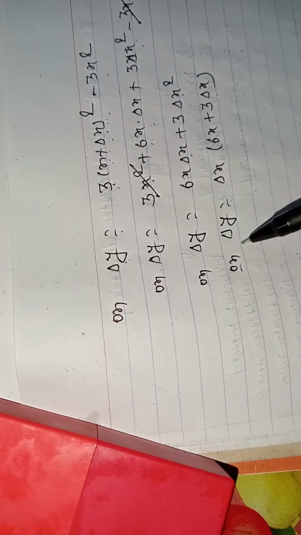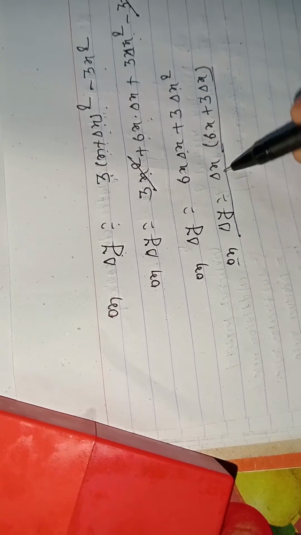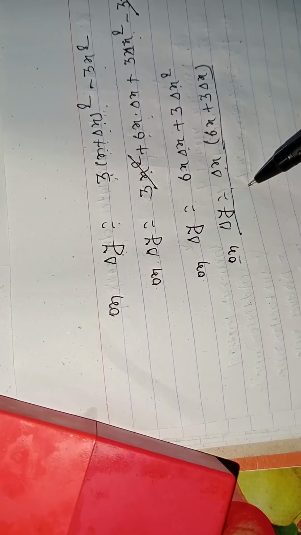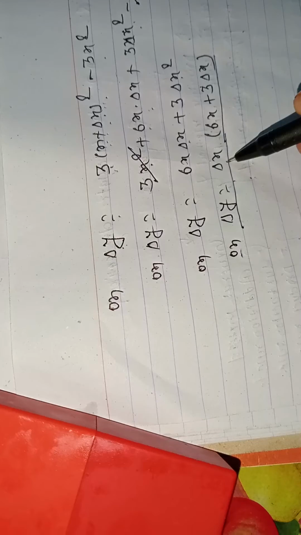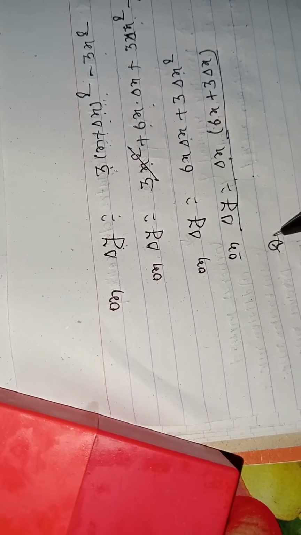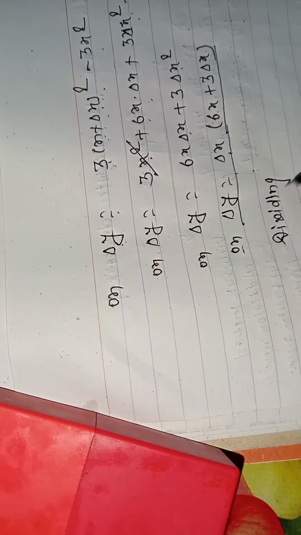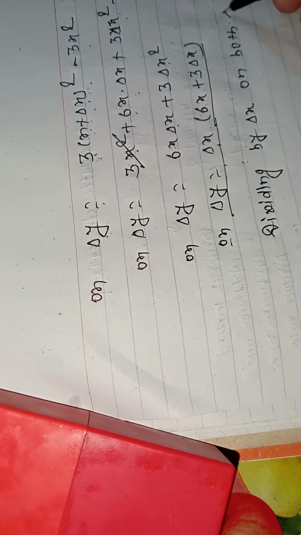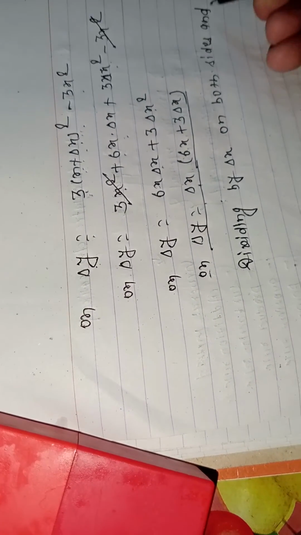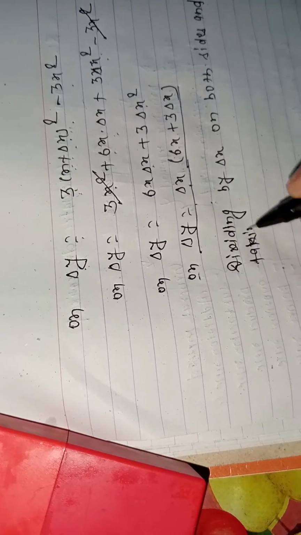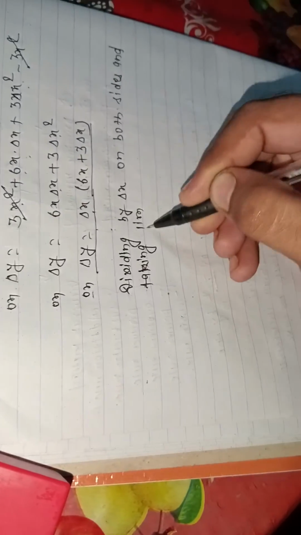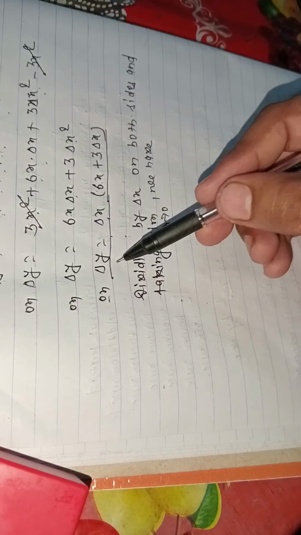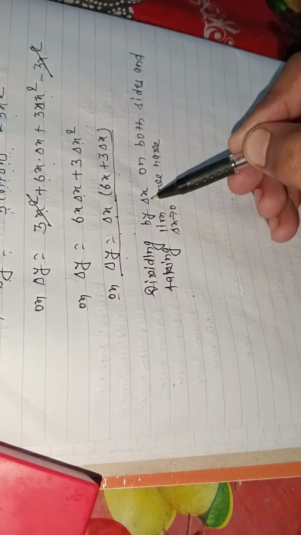So remember the step in which you have common delta x, from that step you should stop your hand, and then after you have to divide by the same common term. So you write the language here: dividing by delta x on both sides and taking limit delta x tends to 0. You have to divide both sides by delta x.